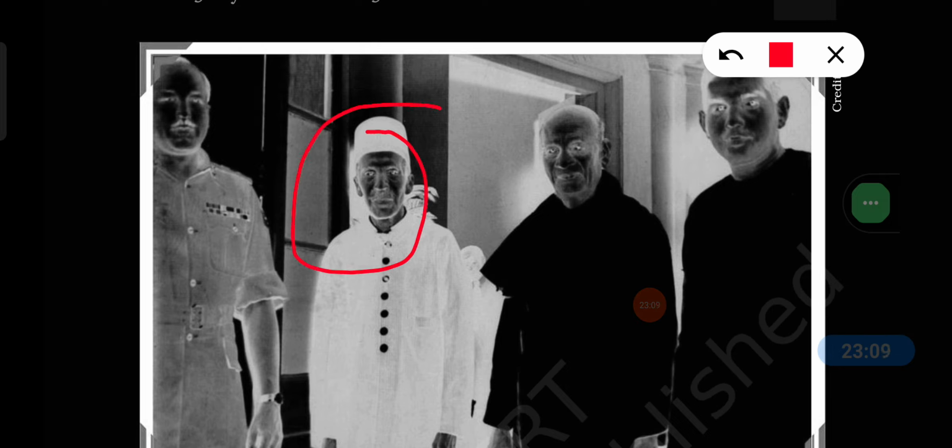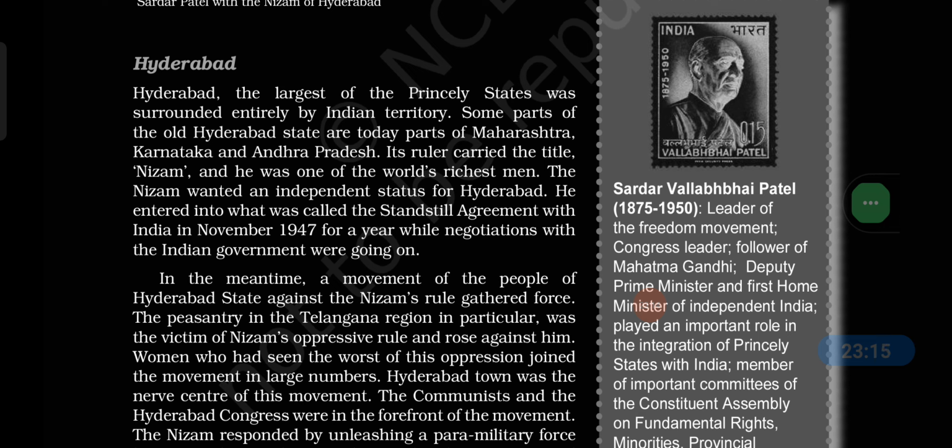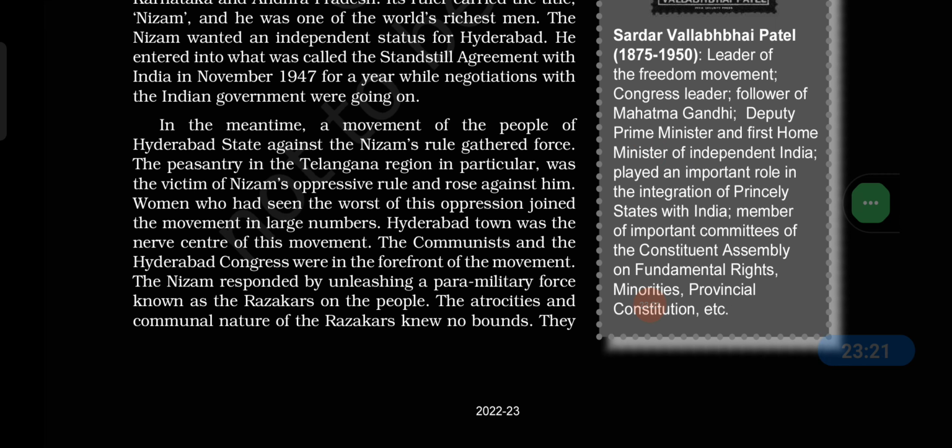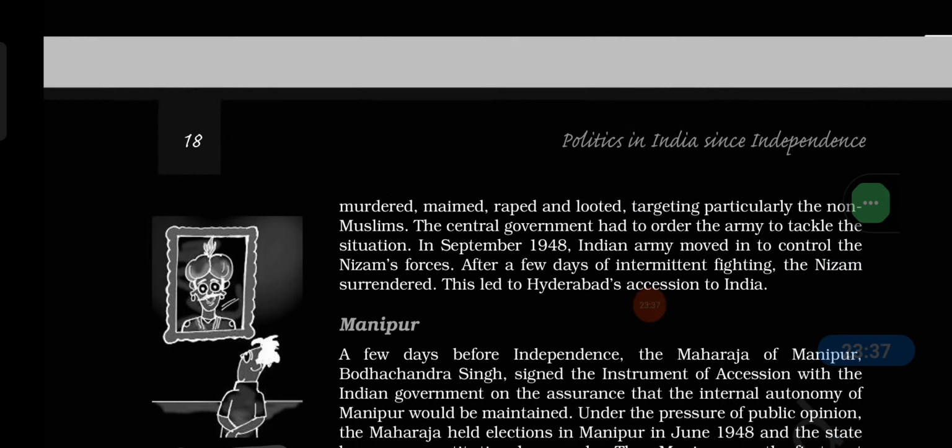Hyderabad of Nizam. Here is Sardar Vallabhbhai Patel. So who signed with the princely state government, and the Nizam was the prince of Hyderabad. His army, his paramilitary force, was also known as the Razakar. They were a very powerful military in the Hyderabad government. He followed all the arguments of the Nizam.